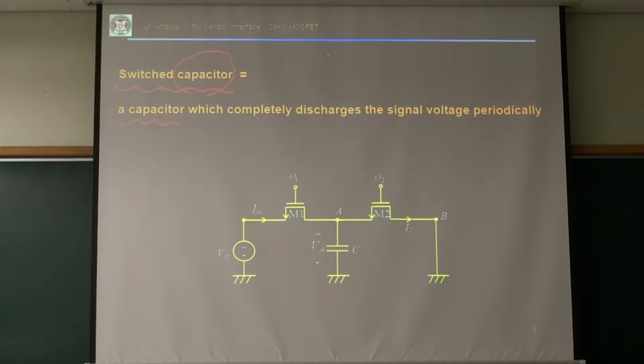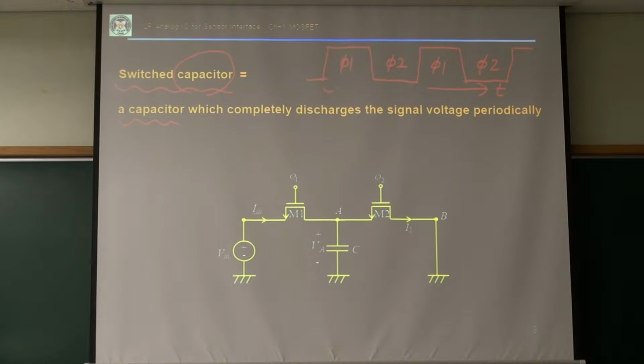So there is a clock period, say something like a phi 1 phase and a phi 2 phase. So this is time. This is the phi 1 phase, this is the phi 2 phase. Phi 1 phase, phi 2 phase. It repeats itself, okay?